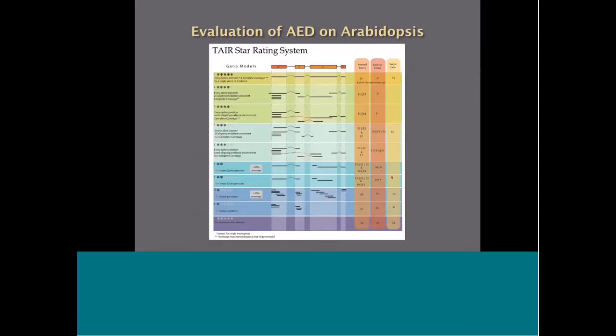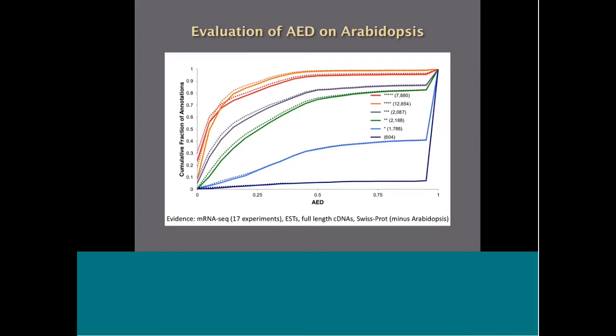As proof of principle, we can use the AED to see how it mirrors other genome quality metrics, such as the 5-star rating system used by TAIR, where they give different star values depending on what evidence supports a given model. We can see in this figure that 0-star models that have no evidence support also have very poor AED curves, while as you get more stars, which means more evidence support under the TAIR system, it also seems to mirror the AED system, with curves moving up and to the left, meaning lower, better AED values.